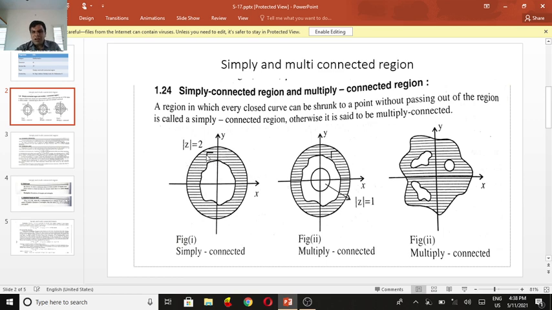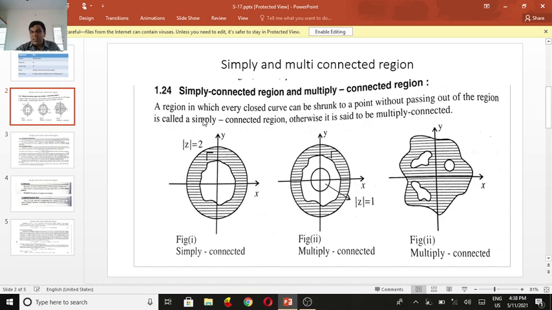In this area, |z| = 2 means a circle with the center at the origin and radius 2. Here, the center is the origin and the radius is 1. Here, this is not a unit circle, it is a multi-connected region, away from the origin.